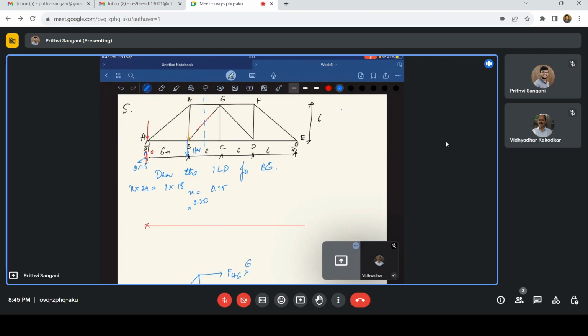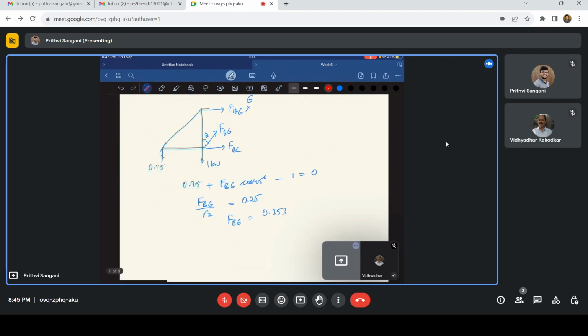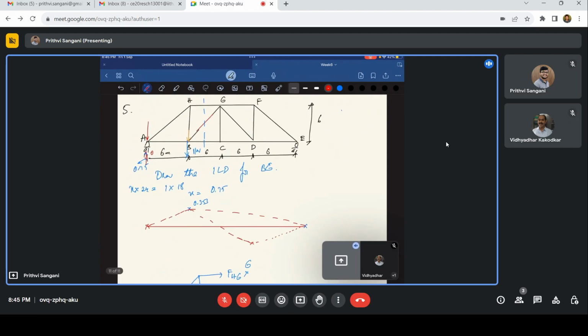Now I'll take one more. At E it is again 0. So there are two options. One, it can be something like this. Or else there is another possibility. It can go somewhere like this, and then 0 somewhere, and then it can come back to 0. So let's see what is the correct one. We need to analyze a few more cases to understand what the correct answer is.